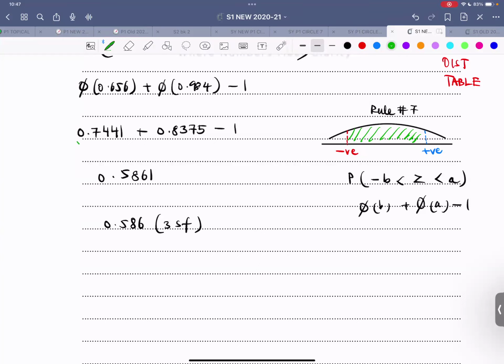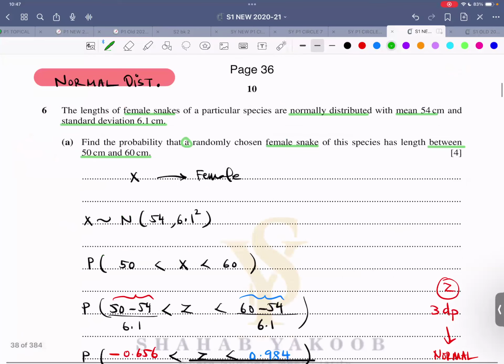These values that you get from the Z table, the probability values are always given in 4dp. They are given in 4dp. So there is nothing to worry. Just work in 4dp. And the final answer should be three significant figures. So that's the first part that I've done.